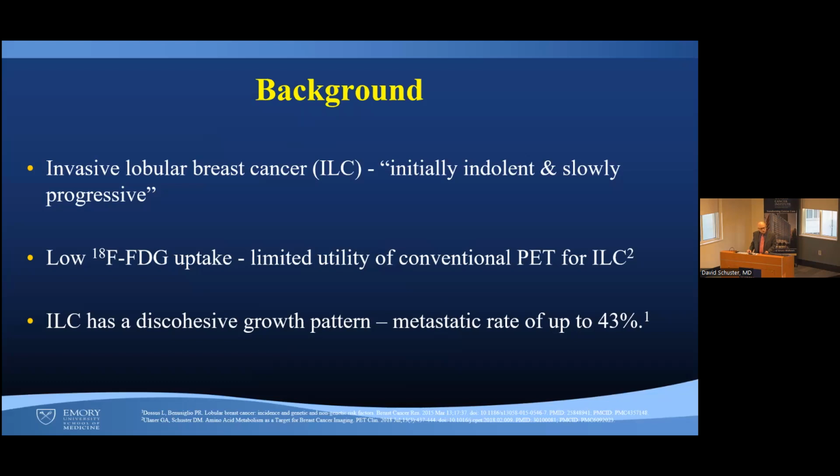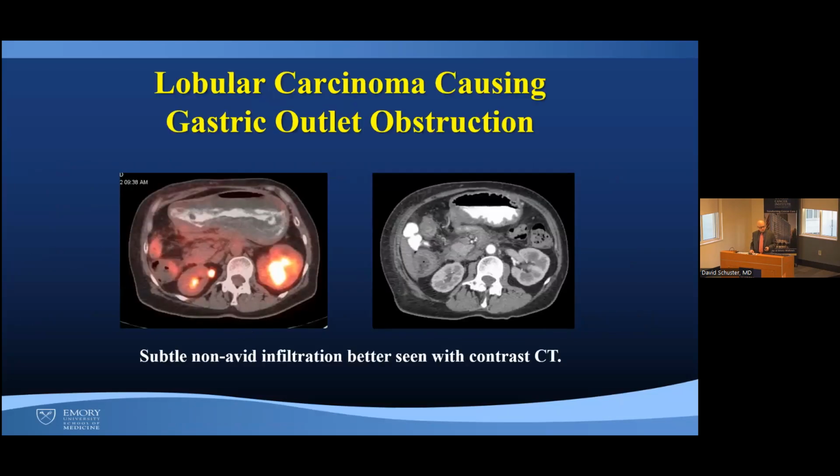There is generally low FDG uptake, so there's limited utility of conventional FDG PET for diagnosing ILC, or invasive lobular cancer. And one of the reasons also is ILC has a discohesive growth pattern. There's loss of E-cadherin, which kind of keeps the cancer cells together. So it tends to spread in more infiltrative manner. And there's a metastatic rate of up to 43%.